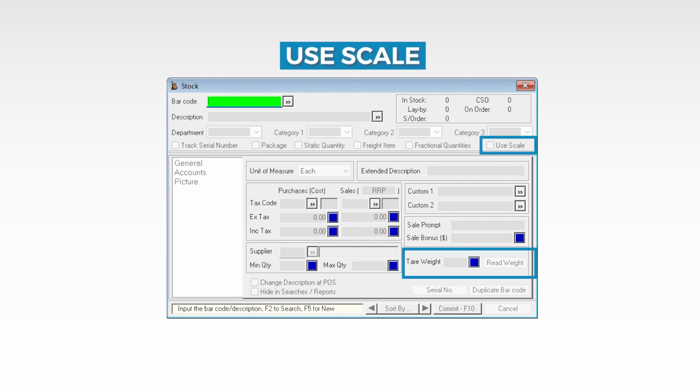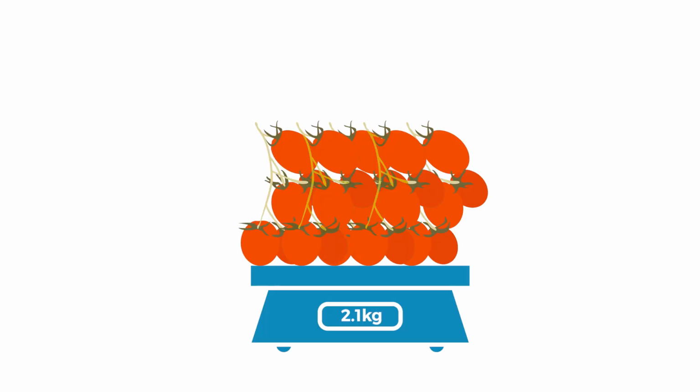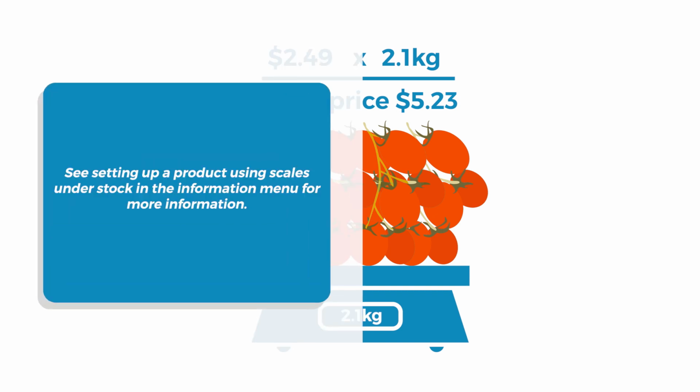The use scale option is used if the stock item is a weighed item and you have set up scales as a hardware option with RetailManager. You can then weigh the product at the time of a sale, which will calculate the price. For example, you sell tomatoes for $2.49 a kilo. You just find this product when doing a transaction, put the tomatoes on the scales, and the price and kilograms are automatically calculated. See setting up a product using scales under Stock in the information menu for more information.